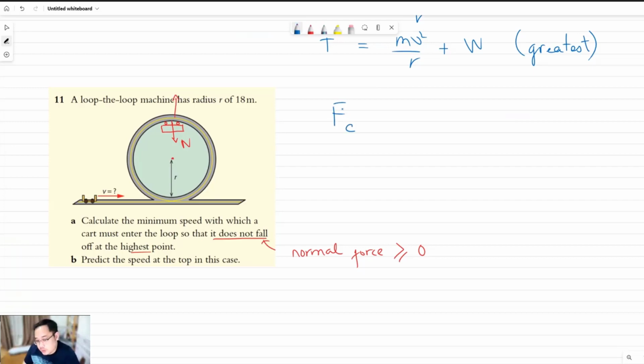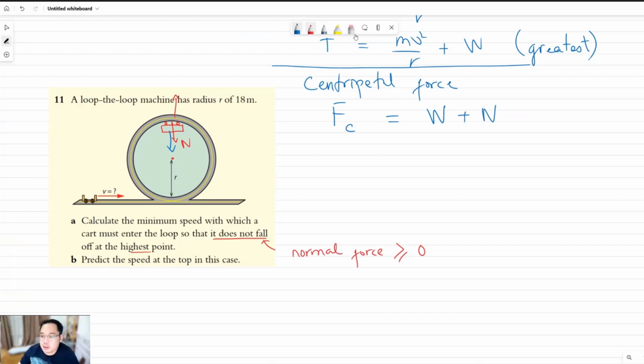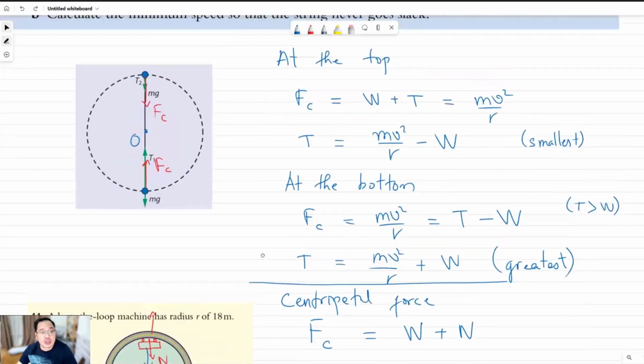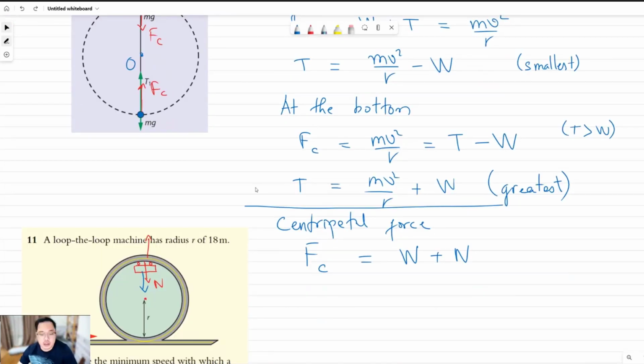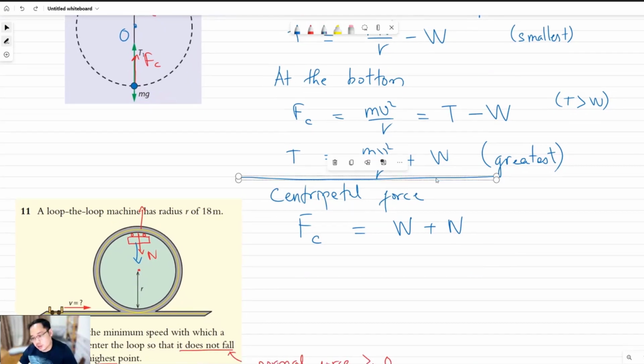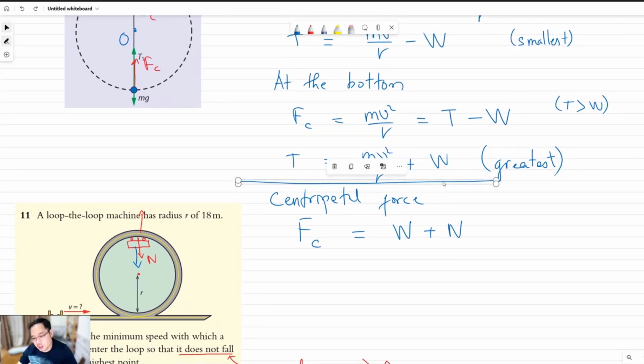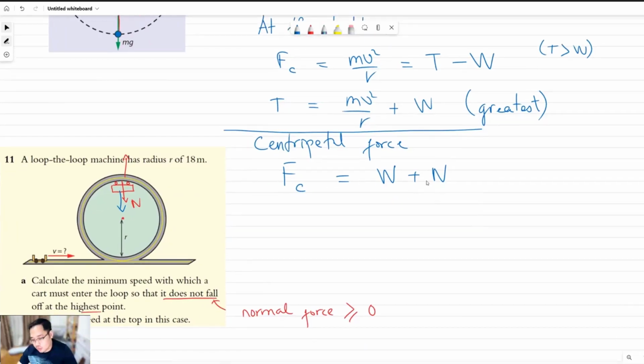The centripetal force, Fc, at the top here is vertically downward. It is the sum of the weight and the normal force, just similar to the previous case, the string, where tension and the weight add up to be the centripetal force. In this case the normal force and the weight add up to the centripetal force, equal to mv square over r.